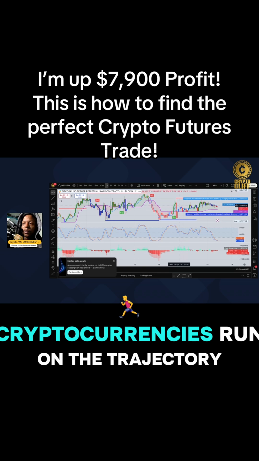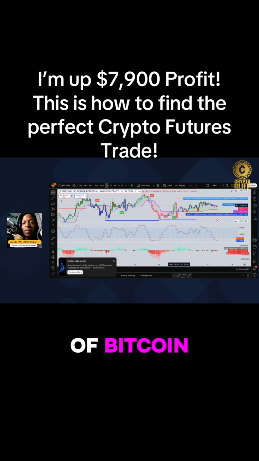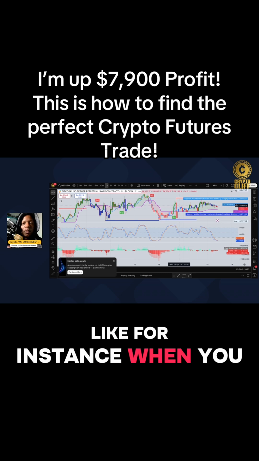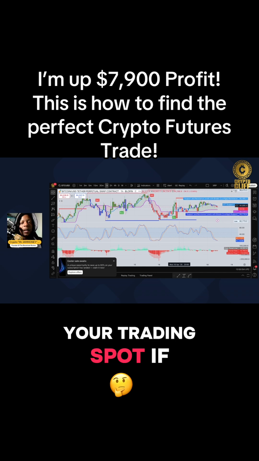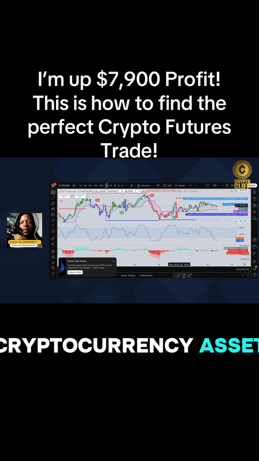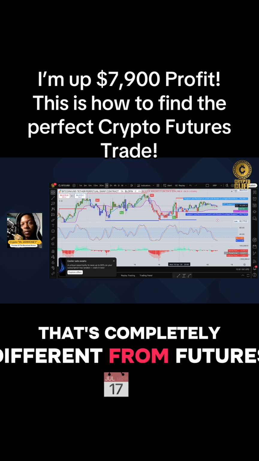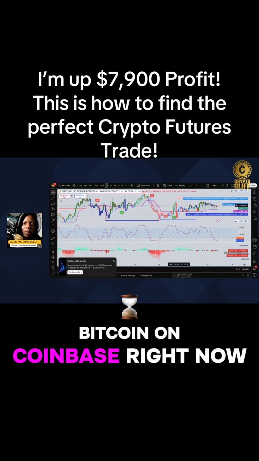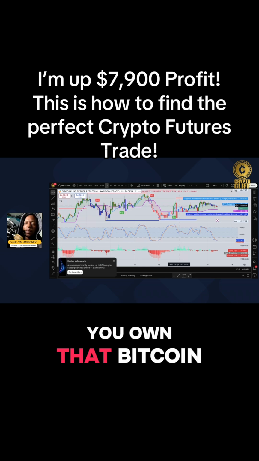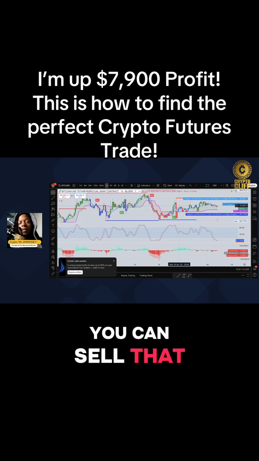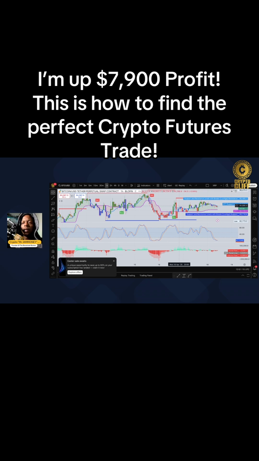Most of the cryptocurrencies run on the trajectory of Bitcoin, whether it's in a spot market, which means you're buying and selling crypto. Like for instance, when you are on Coinbase, you're trading spot. If you buy and sell on Coinbase, you actually own that cryptocurrency asset. You hold that cryptocurrency asset. That's completely different from futures. So, for instance, if you were to buy Bitcoin on Coinbase right now, you own that Bitcoin. You can control that Bitcoin. You can monitor that Bitcoin. You can sell that Bitcoin back for fiat currency, right?